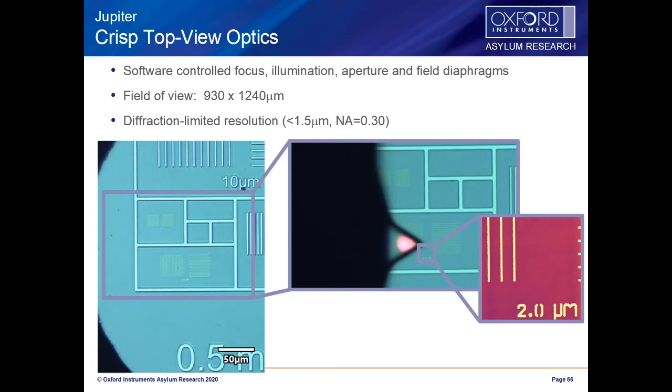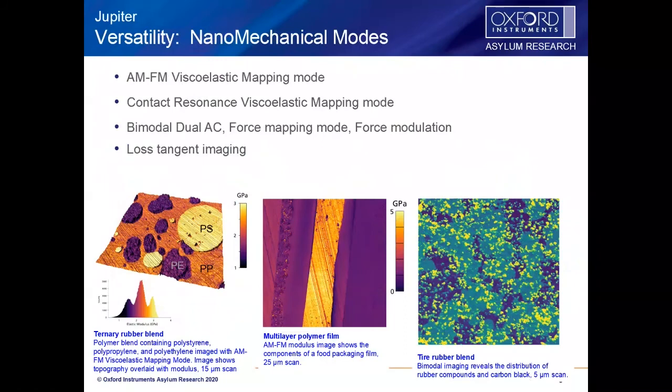The instrument can perform a variety of nanomechanical measurements. So if your research group works on mechanical properties of graphene or certain polymers, or if there are coatings on your semiconductor devices, you can accurately measure the stiffness or the adhesion of these surfaces. And there are several techniques built right into the machine, like AMFM viscoelastic mapping, contact resonance, bimodal dual AC. So we won't talk about each and every technique in detail.